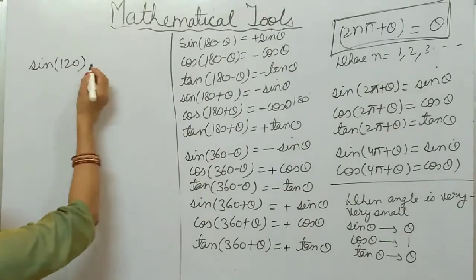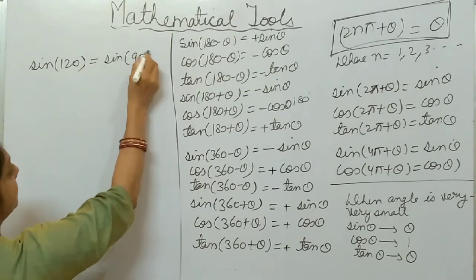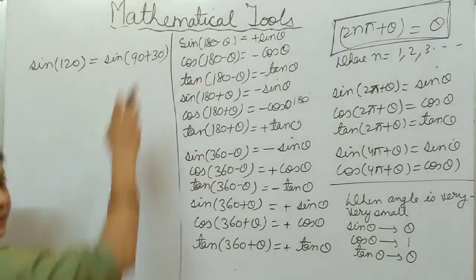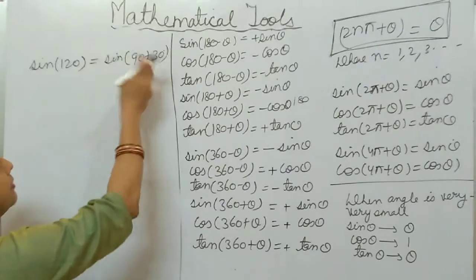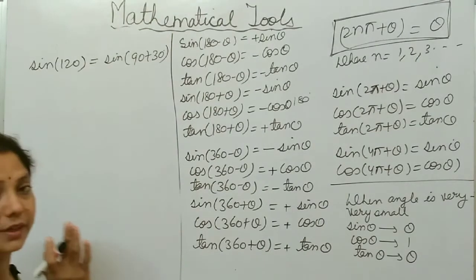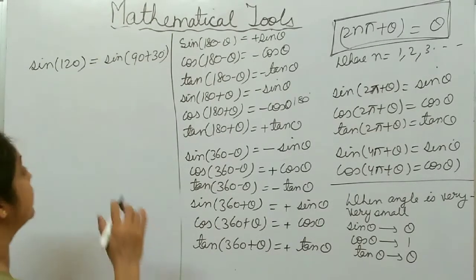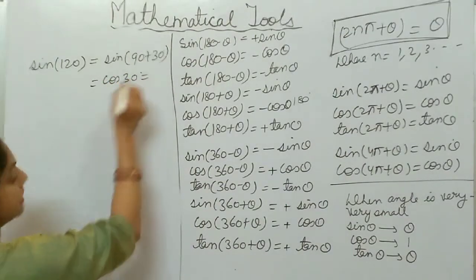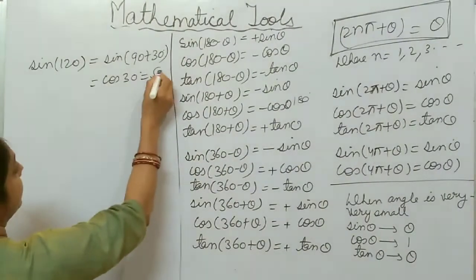So sine 120 degrees, you can write as sine of 90 plus 30 degrees. And sine of 90 plus theta is what? Since 90 is there, it means cos theta. And 90 plus theta is in which quadrant? Second quadrant, where sine is positive. So it becomes just cos 30 degrees. And the value of cos 30 degrees is what? Yes, root 3 by 2.